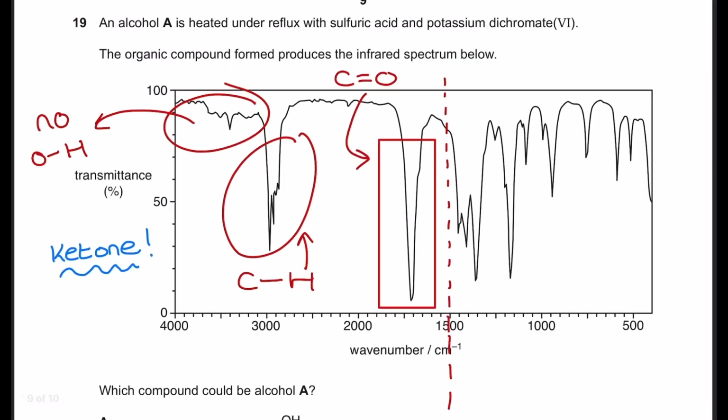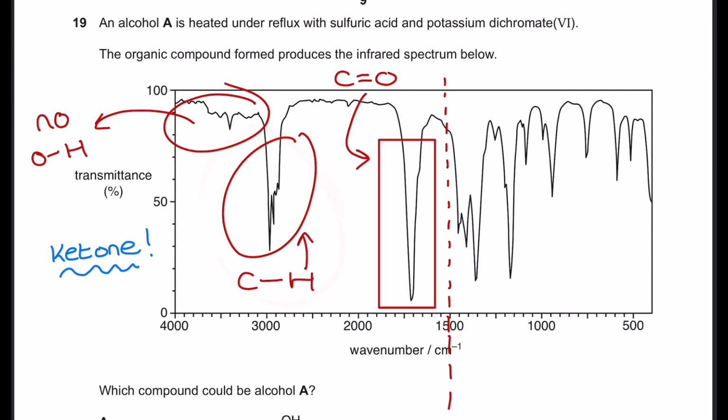Question 19, fantastic Spectra question. An alcohol is heated under reflux with sulfuric acid and potassium dichromate 6. The organic compound formed produces the infrared spectrum below. Now, looking at the spectrum straight away, we can see we've got no OH of any kind. So we've got absolutely no carboxylic acid OH group, because that would be a huge peak through here like that. And we've got no OH alcohol group, because that would be a huge shape like this just here. And we've definitely not got either of those two.